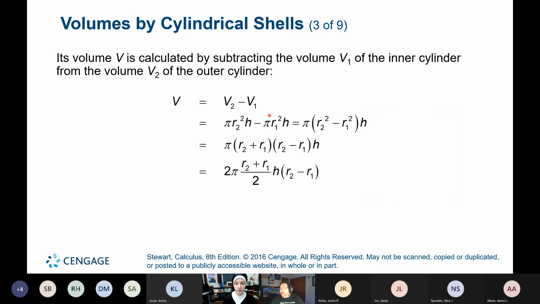So the volume is the outer cylinder minus the inner cylinder, because we're always going to have an outer and an inner value for our cylinders. The first cylinder is pi r squared times the height, and the second is pi r1 squared times the height, and then we subtract those two. This looks really complicated. It's going to get simpler in a second.